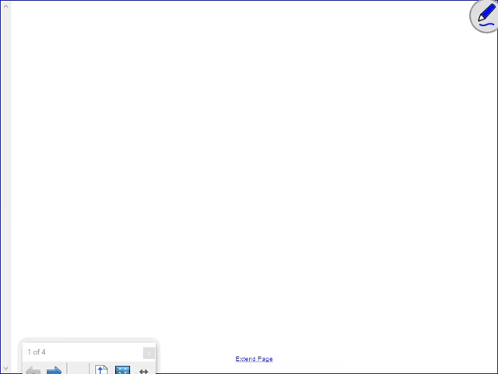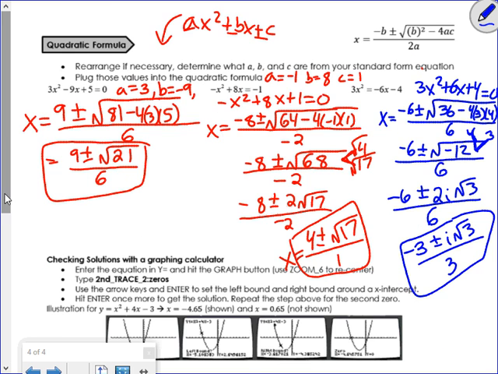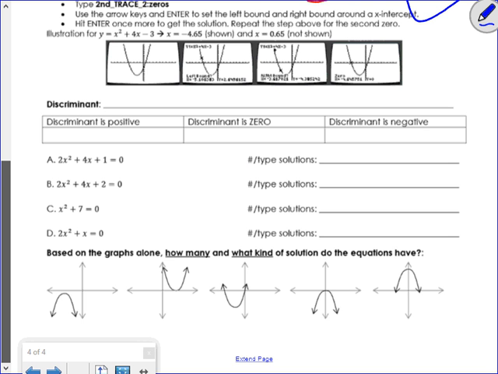Okay, so the last thing we're going to talk about is how can I determine how many solutions my function will have just by looking at the equation. Okay, so the discriminant looks like this. The discriminant is part of the quadratic formula. It's the square root of b squared minus 4a. We have a special name for just that little piece of the quadratic formula, and it's called the discriminant.